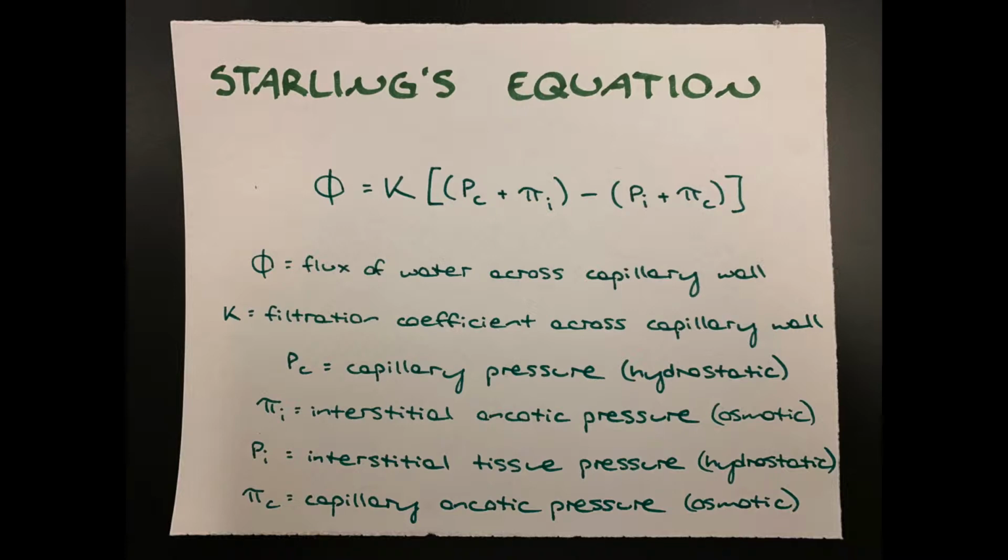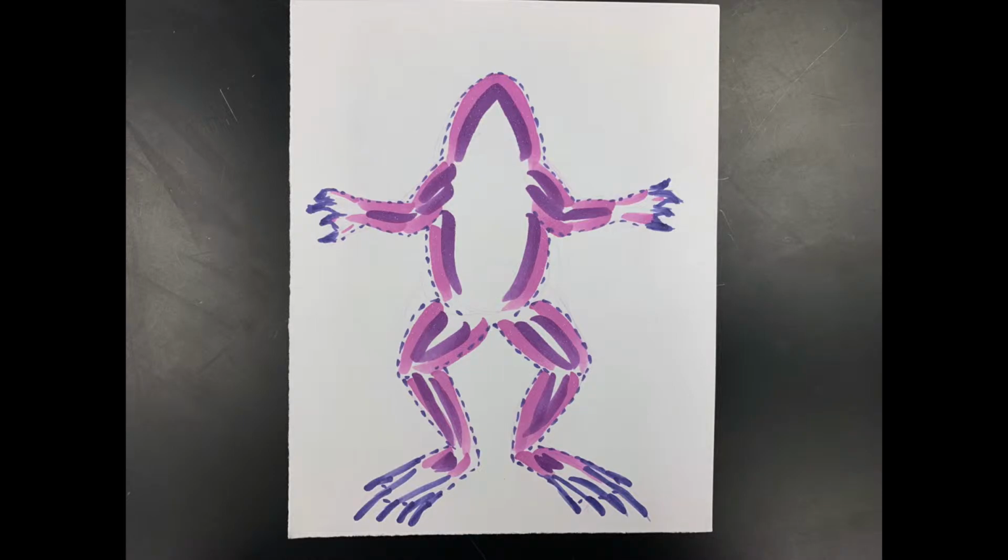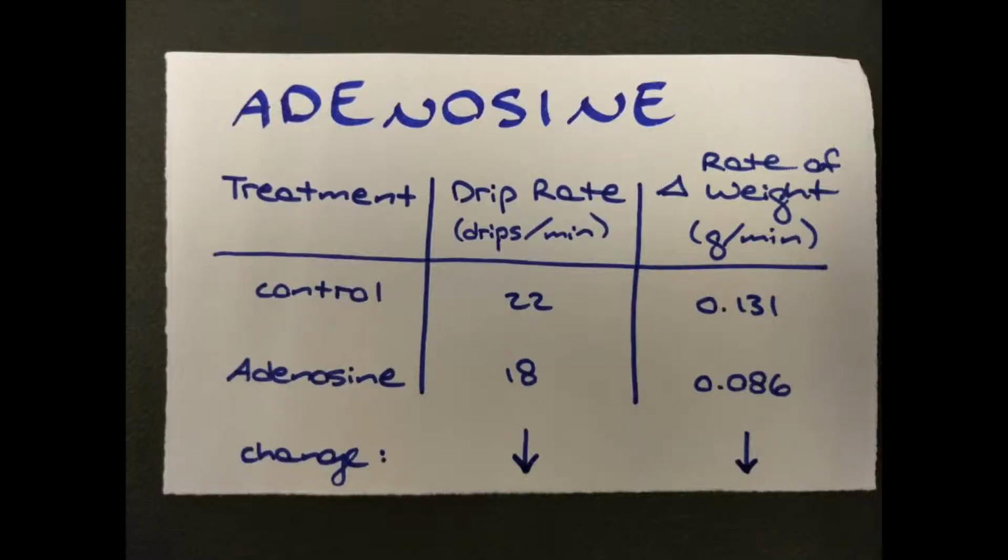Therefore, according to the Starling equation of ultrafiltration, decreasing capillary hydrostatic pressure decreases flux, resulting in less flow of water from the capillaries to the interstitial tissue. This was observed in the decreased rate of change in the weight of the frog.